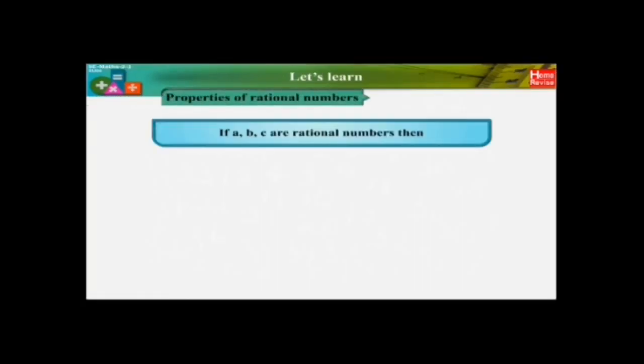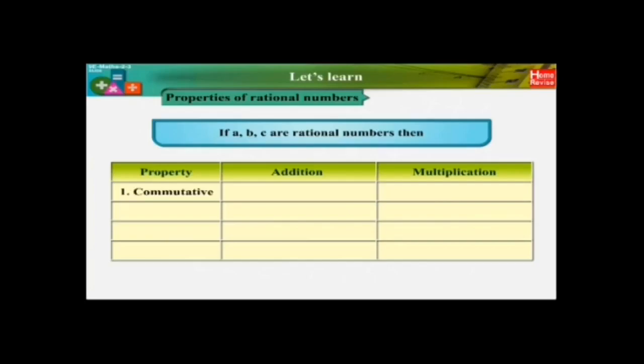Properties of rational numbers. If a, b, c are rational numbers, then there are 4 properties that are valid for addition as well as multiplication. 1. Commutative, which says a plus b is equal to b plus a, and for multiplication a multiplied by b is equal to b multiplied by a. 2. Associative: for addition, a plus b plus c is equal to a plus b plus c, which means we can add in any order. And for multiplication, a multiplied by b multiplied by c, also we can multiply in any order.